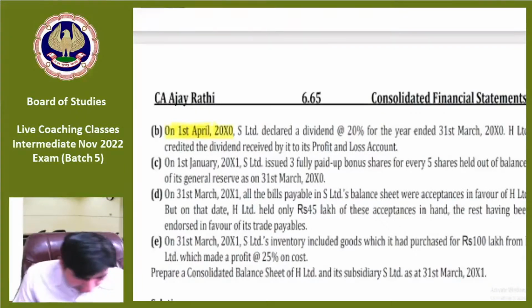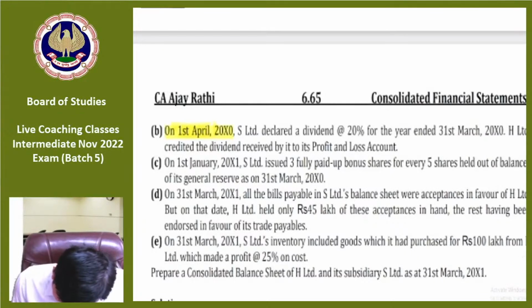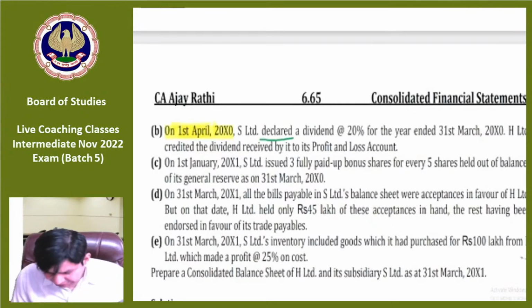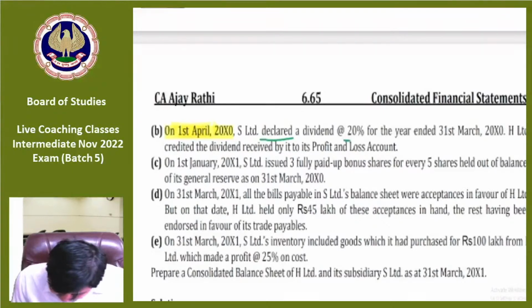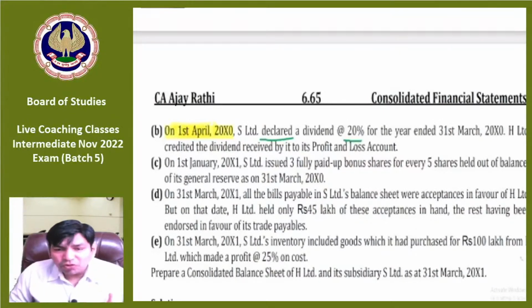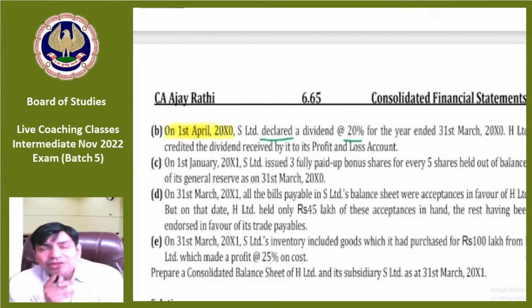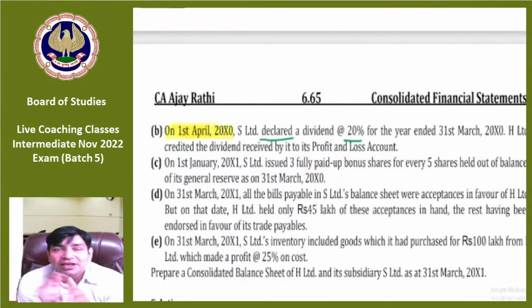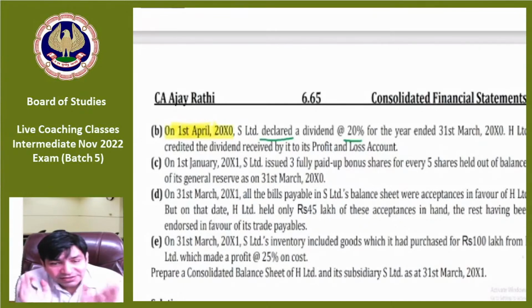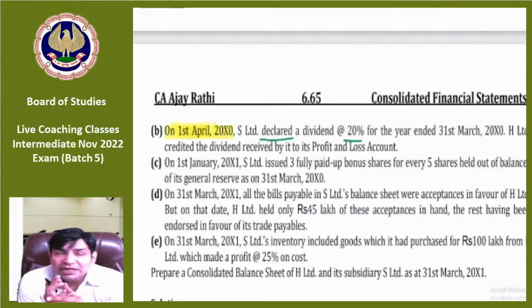S Limited declared a dividend, meaning the subsidiary company declared a 20% dividend. Of course, on April 1st, while you are declaring and paying a dividend, definitely that belongs to last year, the starting of the year. How can you say that we are going to distribute an interim dividend? Okay, beta. So on 1st April, they are declaring the dividend. Definitely, this is the final dividend.